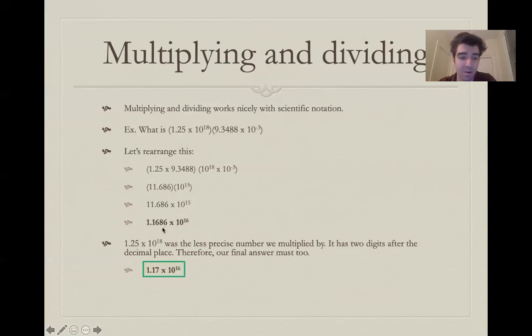So instead of 1.1686, we're going to go to 1.17. Okay, the exponent always stays the same during the rounding step. This should not change. Okay, and that's it.